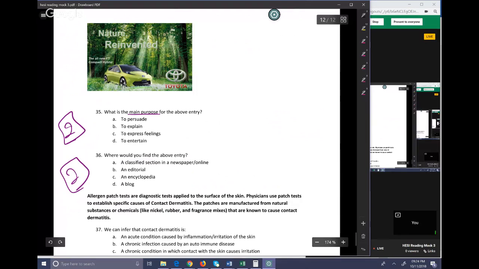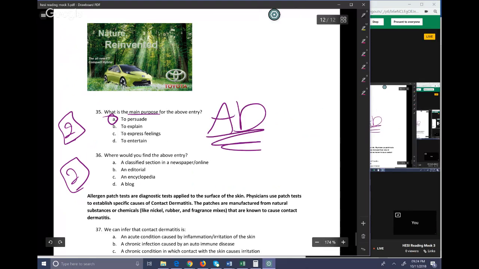This does not have information about this car. It's a picture. It's taken in nature. It's supposed to be in a really pretty spot. It says the all-new compact hybrid, nature reinvented. None of that's informative. That's not giving you facts about the car. So what is their purpose? It's to persuade. It's an ad.